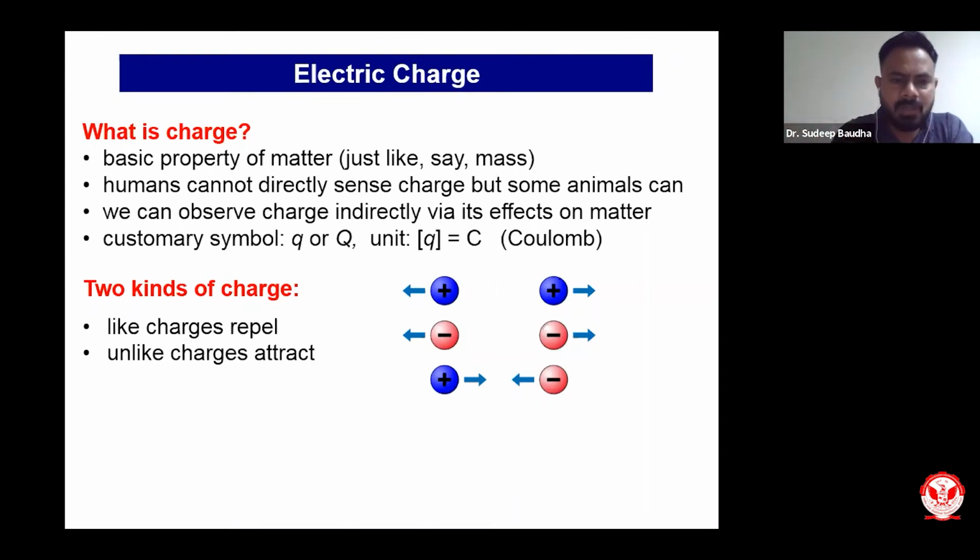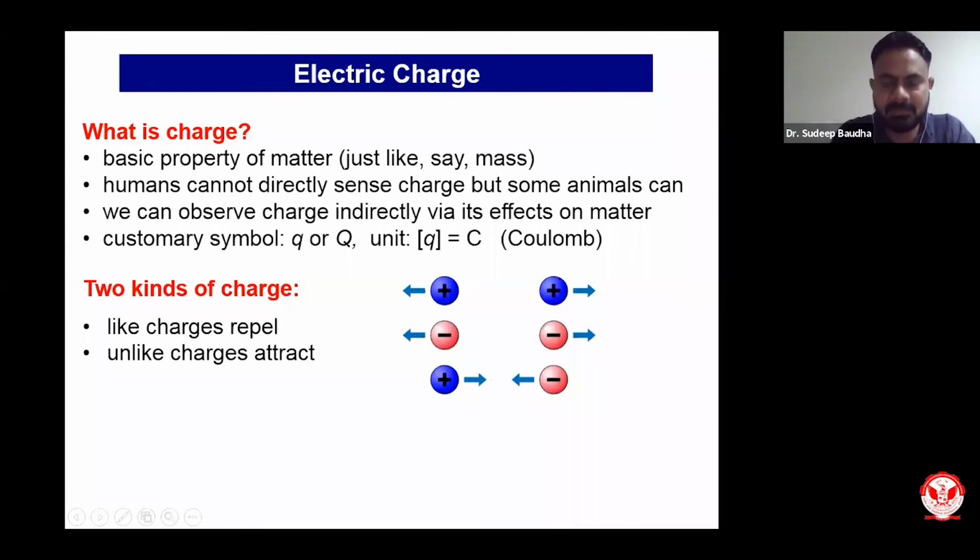If you talk about the known universe, there are two types of charges, positive and negative. And we have this understanding that like charges repel each other and unlike charges attract each other. So if I say I have a positive charge and I have a negative charge, then the positive charge will attract the negative charge.